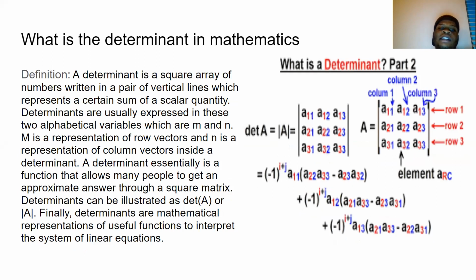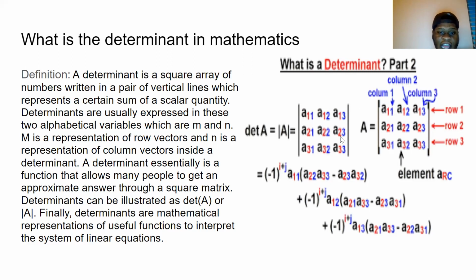Determinants are usually expressed with two variables, m and n. M is a representation of row vectors, and n is a representation of column vectors inside a determinant. A determinant is essentially a function that allows many people to get an approximate answer through a square matrix. Notice that in red, in this example, are row vectors, which represent m, and n represents blue, or column vectors.